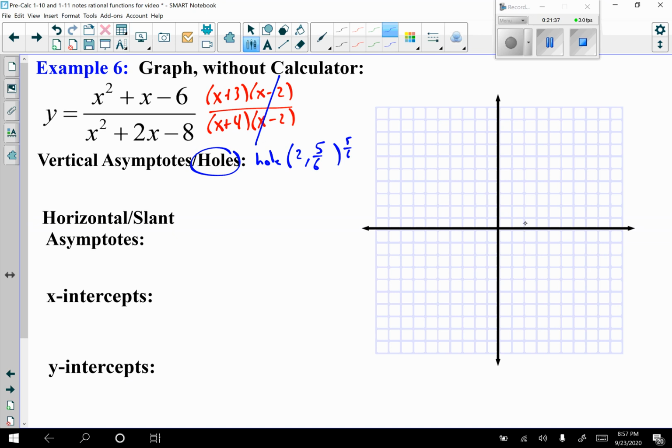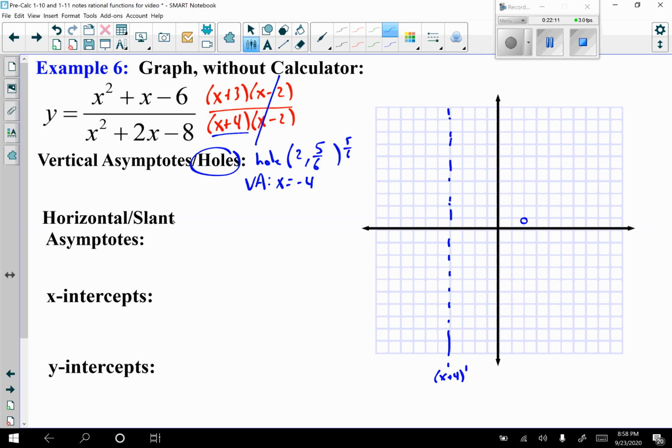Estimate where that is with an open circle. 5/6 is close to 1. There is our hole. Vertical asymptote. We still have some left in the denominator right here, x plus 4, so that's -4. We'll put that one on. If I can draw here. All right. There's our vertical asymptote, x plus 4, and it's the first. Help me remember different sides. We have some information there.